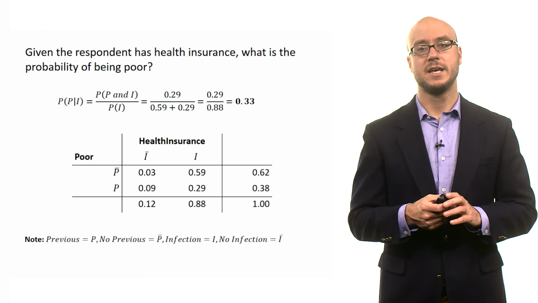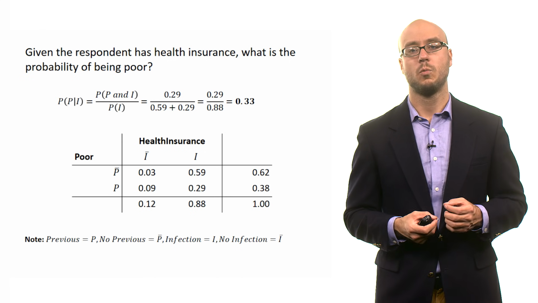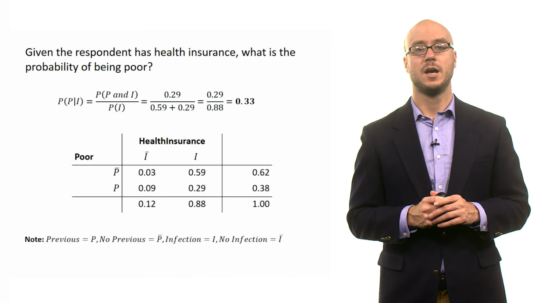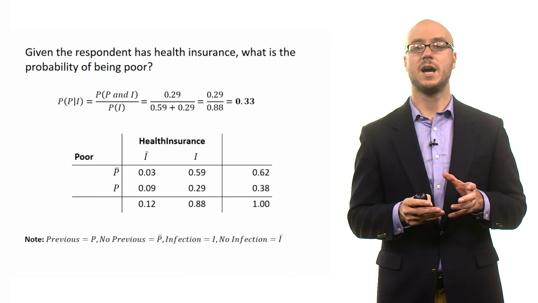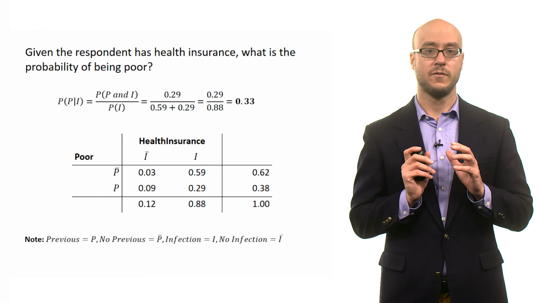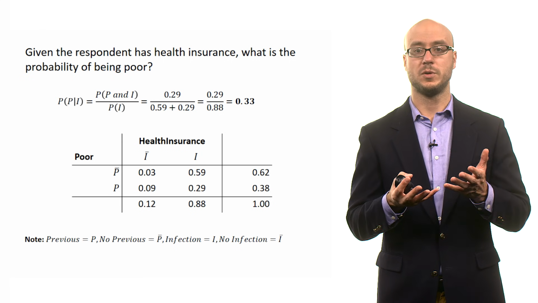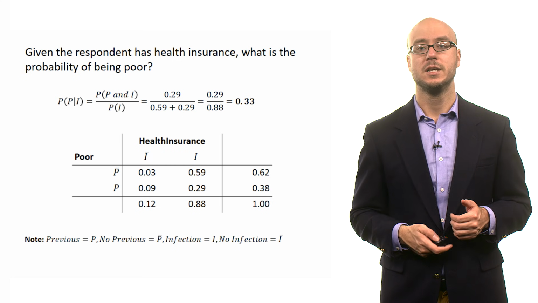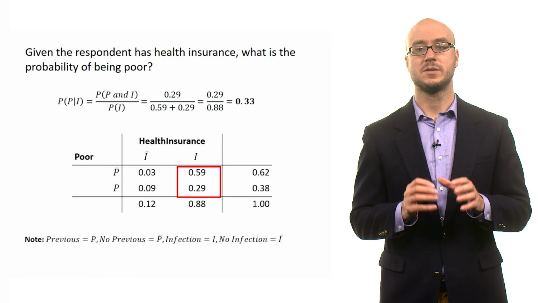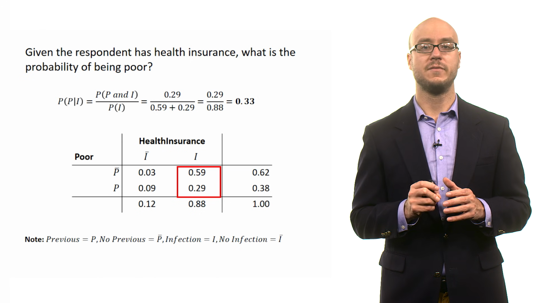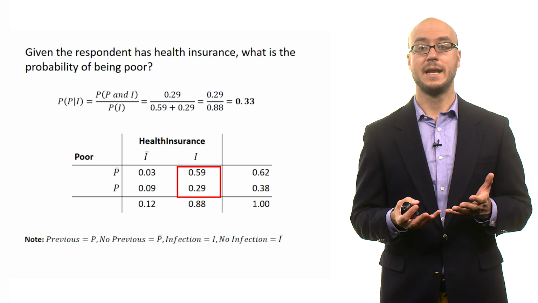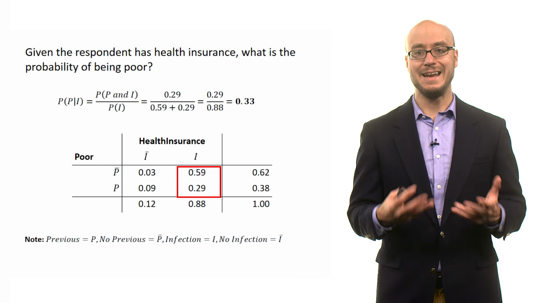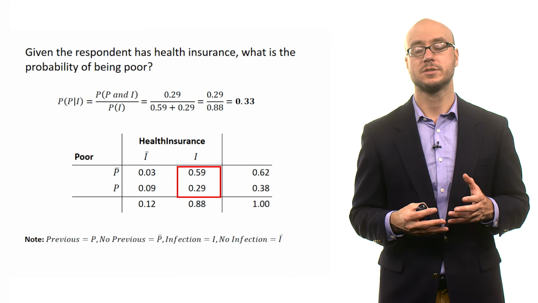Now we might also want to say, given the respondent has health insurance, what is the probability of being poor? This is a slightly different quantity. We're trying to find the probability of P given I. So we can use the formula for the multiplication rule, the probability of P and I divided by the probability of I. The probability of I is the sum of 0.59 and 0.29. That's 0.88. That's just the marginal or unconditional probability of having health insurance. Overall, 88% of the population has health insurance.